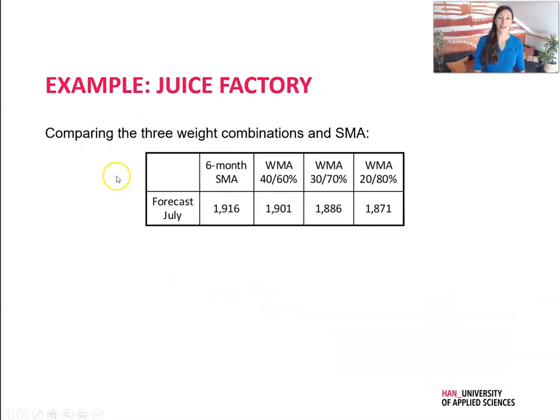So here I made a summary. You can compare what was our 6-month simple moving average that we did in the previous video. So it was 1,916. I also calculated already the 40-60% split, which is 1,901. And then I'm reporting here the 30-70 and 20-80 forecasts that we just calculated. What do you notice?